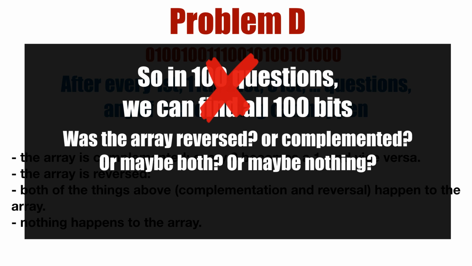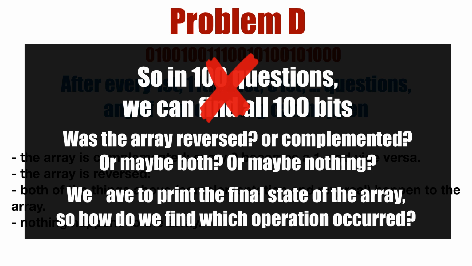Because after every such question, like after asking the 31st question or the 41st question, I don't know what you did. Have you reversed the array? Have you complemented it? Or maybe you have done both, or maybe nothing. I have no clue. And so we have to print the final state of the array, and the question is, how do we find which operation occurred?